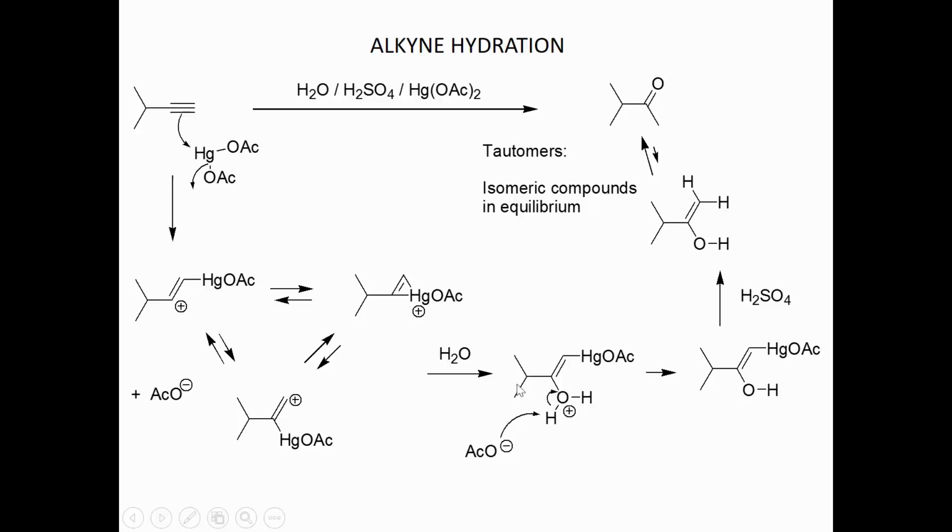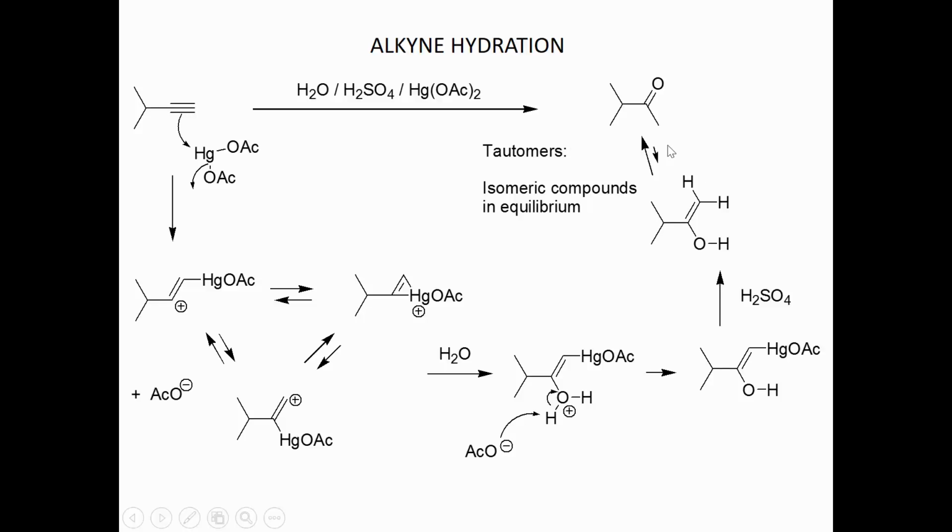We're going to lose the extra proton and make acetic acid that generates the enol with a mercury on it, and sulfuric acid is going to turn the carbon-mercury bond to a carbon-hydrogen bond, and the enol that we initially get is going to turn into the ketone.